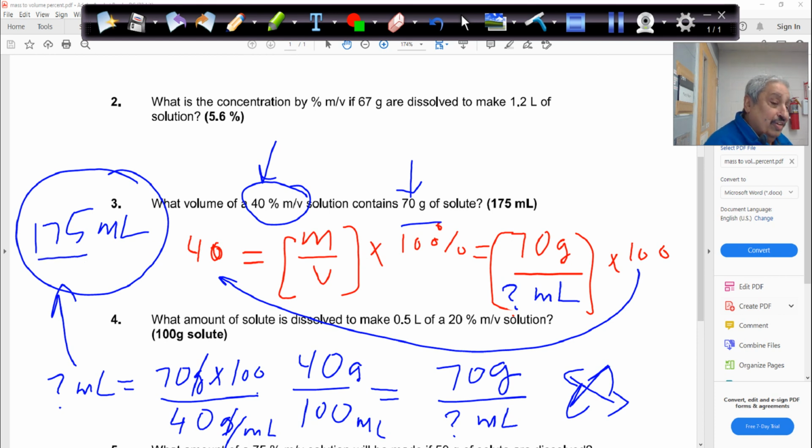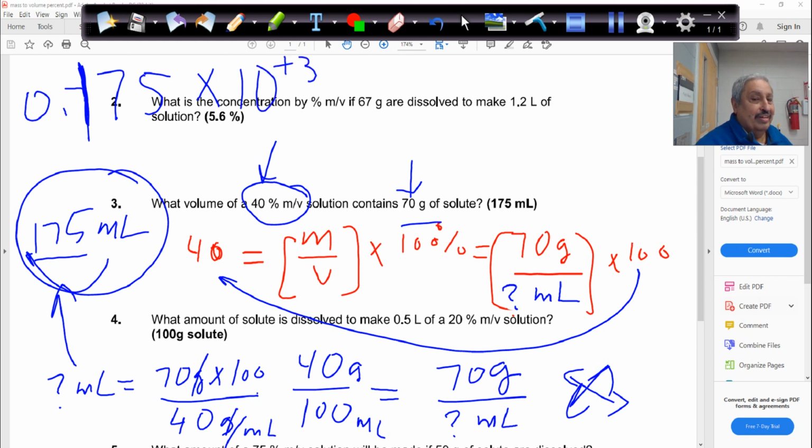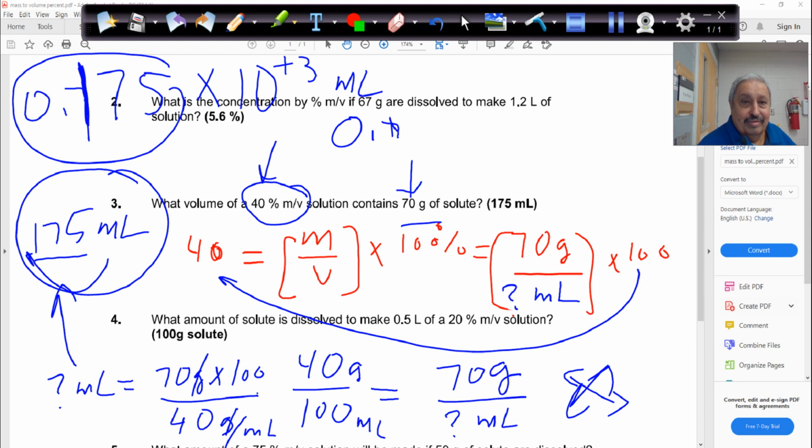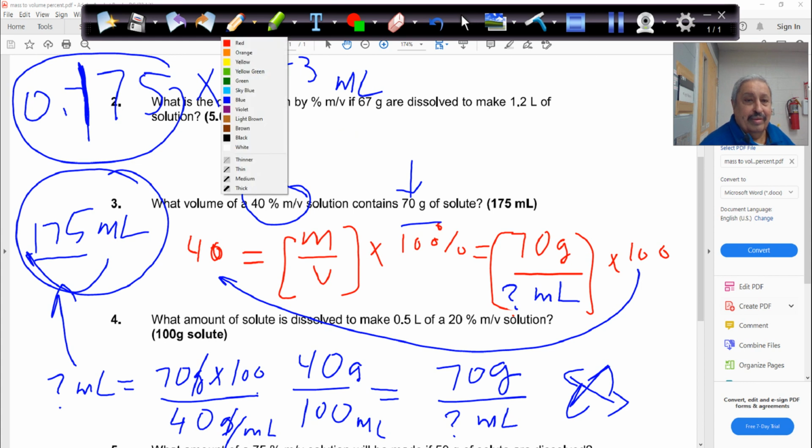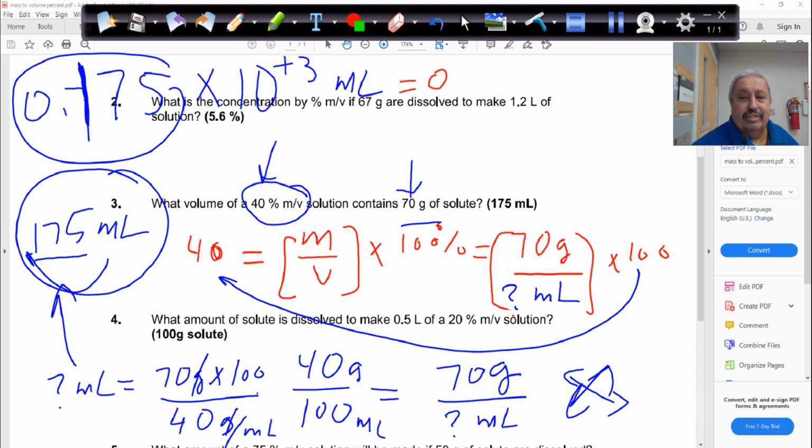So I have 3 digits here, correct? So I move the decimal going here, it will be 1.75. I went to the left, that's 10 to the plus 3. Correct? mL. Now this is 3 sig figs. So 0.175 times 10 to the plus 3 mL. So this is 3 sig figs.